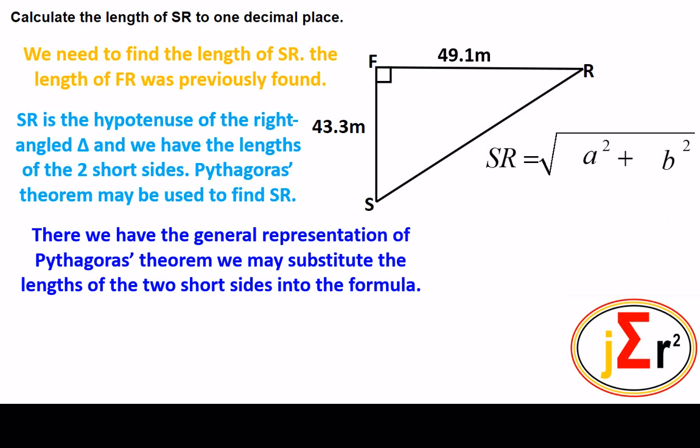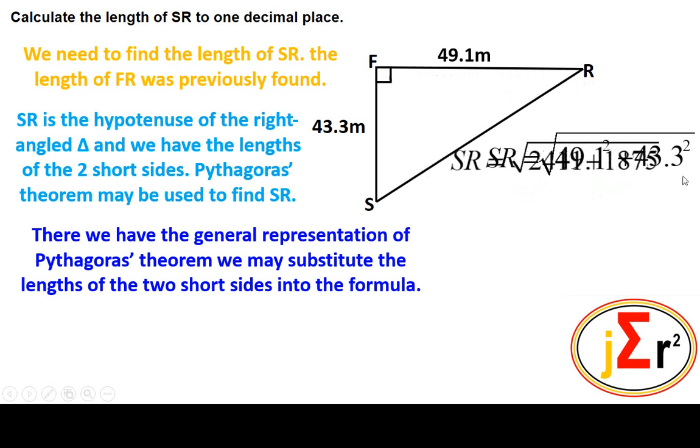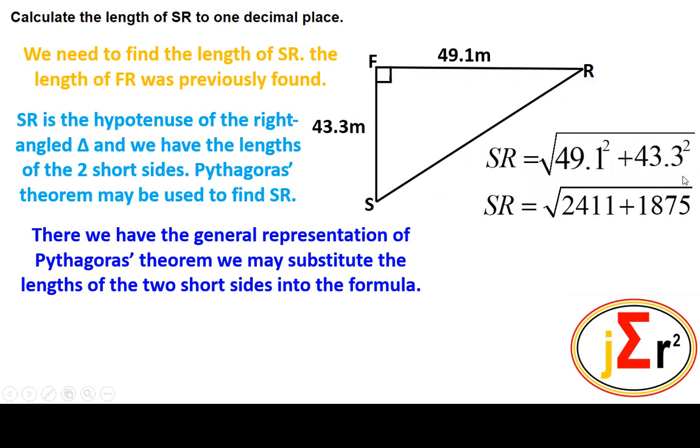We may substitute the lengths of the two short sides into the formula. There we go. The length of one short side, the length of the other short side, and then we will simplify the arithmetic. We will square 49.1 and we will square 43.3. Those are the two results. We will then add these two values, and there we have the sum.